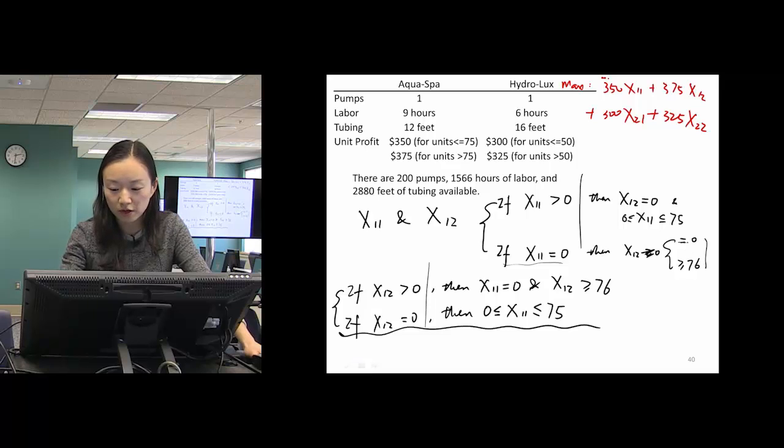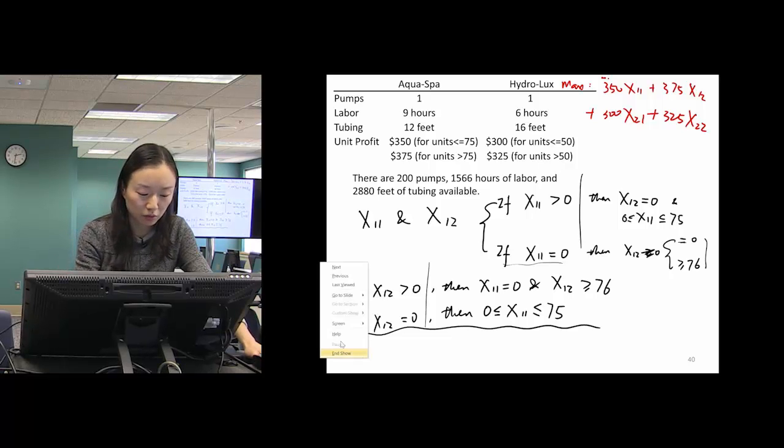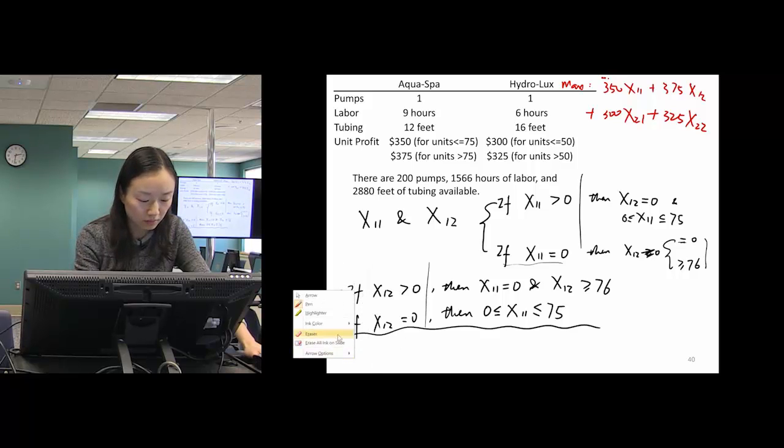Because I don't want to deal with this situation where you need to deal with another situation, like x12 need to be either 0 or greater than this one. But I think both ways should lead to the same constraints.